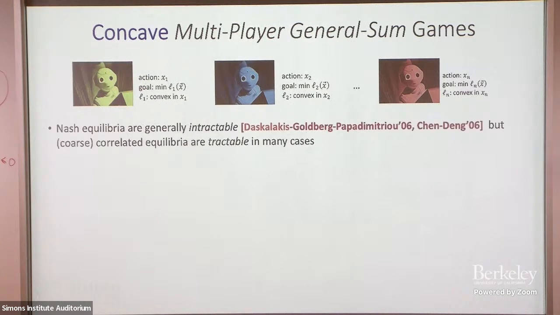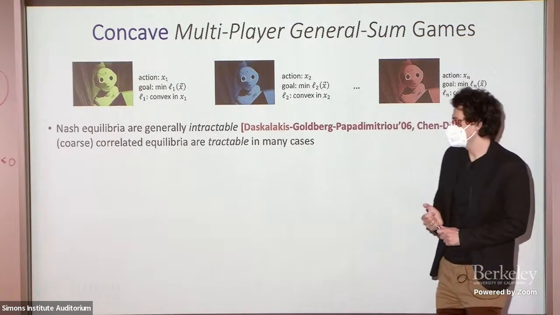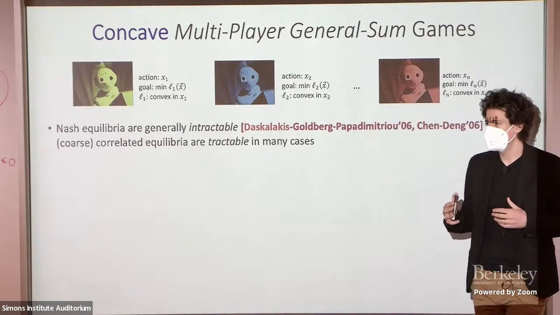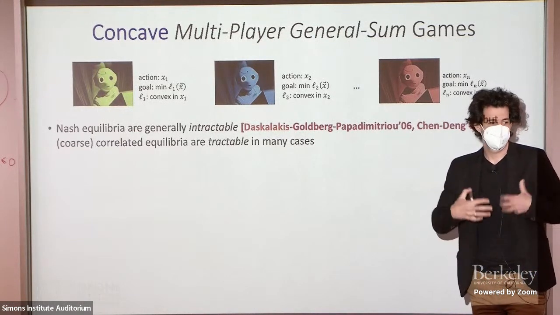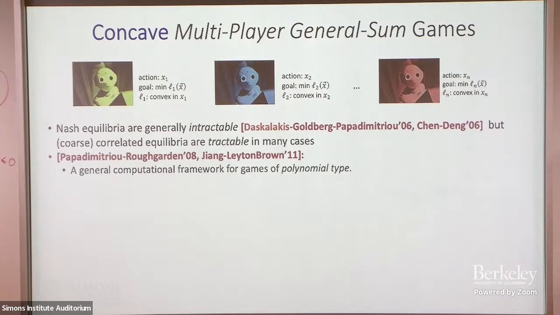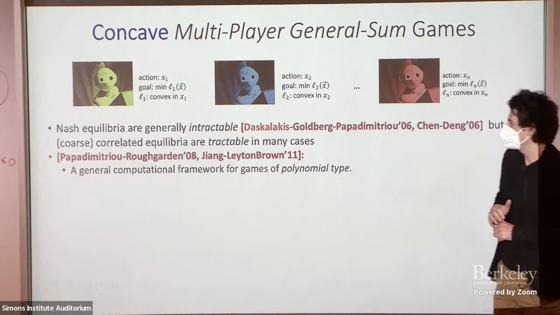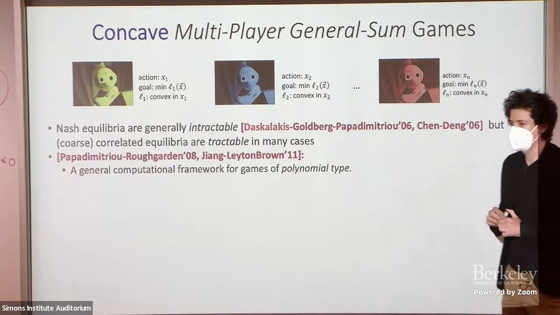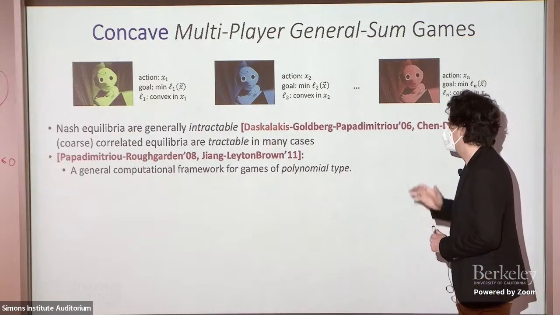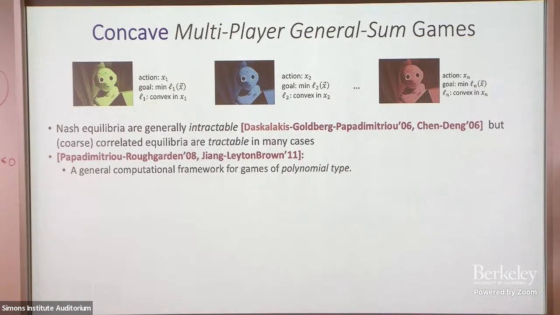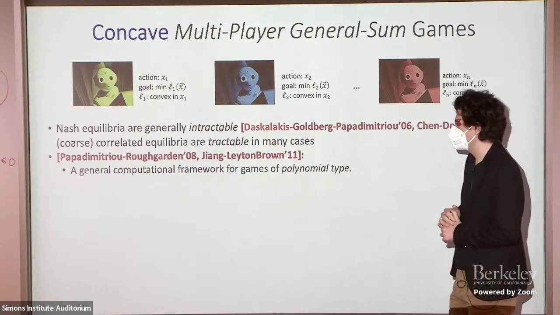A comment I made earlier is that Nash equilibria are intractable. But the new comment I want to make here is that correlated equilibria are tractable under very general conditions. I wanted to illustrate this result by Papadimitriou, Roughgarden, and Jiang and Leyton-Brown, which provides a general computational framework based on the ellipsoid method. So not so practical, but definitely in terms of complexity, the problem is well understood.